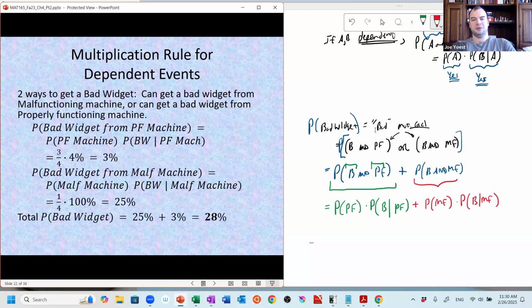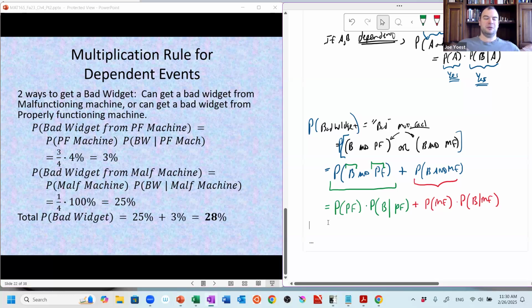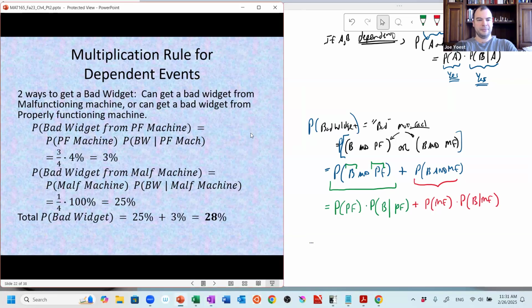And then using mutual exclusion and the addition rule, we can add these together to get 28%. So overall, when I go to my warehouse and I pull out a random widget that might have come from any of the machines, there's a 28% chance that I get a bad widget. Any questions so far?